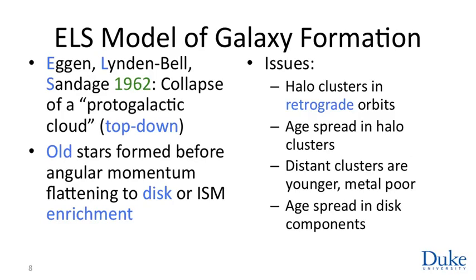In addition, there's this correlation between distance, orbital radius, and metallicity in globular clusters that says that the distant clusters are younger. This does not match. In this theory, you'd expect the clusters formed in the center to be the oldest ones, and also the fact that the disk components, the thin and thick disk, differ in age.